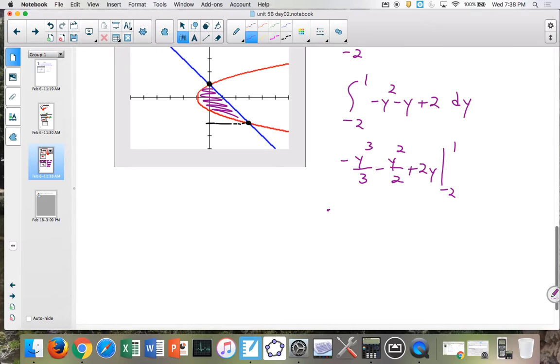So we plug in 1, and then negative 2. So we're going to get negative 9/3, which is negative 3, minus a half, plus 8. So we're going to get 4.5.